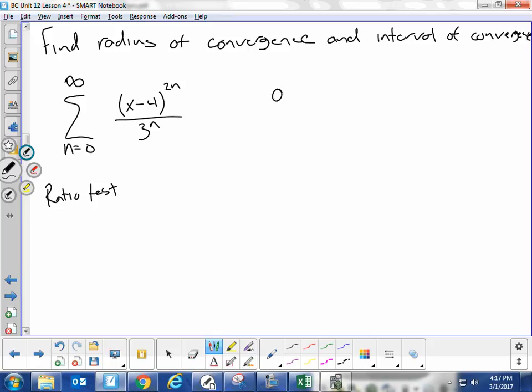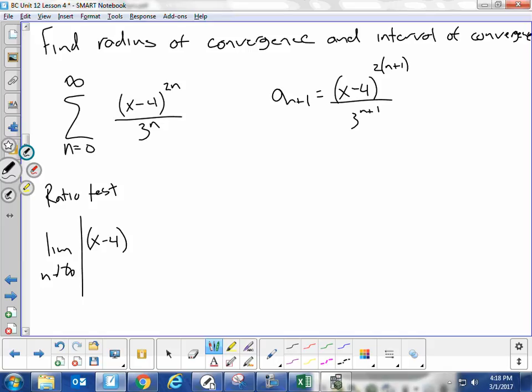Now, a to the n plus 1 would be written as x minus 4 to the, now I'm using parentheses when I plug in n, 2 to the n plus 1, and then this is 3 to the n plus 1. Okay, so I'll have the limit as n approaches infinity of the absolute value of x minus 4 to the 2n plus 2 over 3 to the n plus 1 times the reciprocal of this. I'm dividing by a to the n, so I'm multiplying by the reciprocal here. Okay, and I know this has to be less than 1.